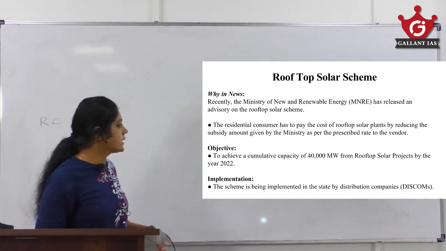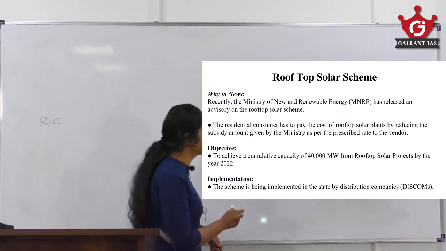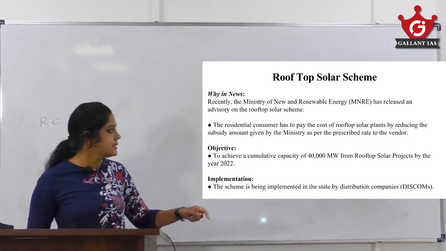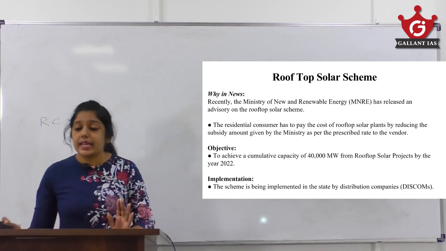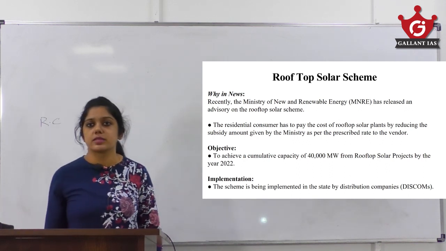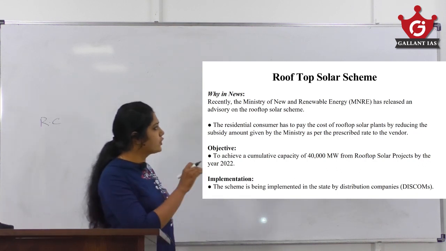And regarding the objective, this is really important. It aims to achieve a cumulative capacity of 40,000 megawatts from rooftop solar energy. So that is the objective of the scheme. Again, important, who is implementing the scheme? The state discoms. The state discoms are implementing the scheme. So that's all with respect to the rooftop solar scheme.